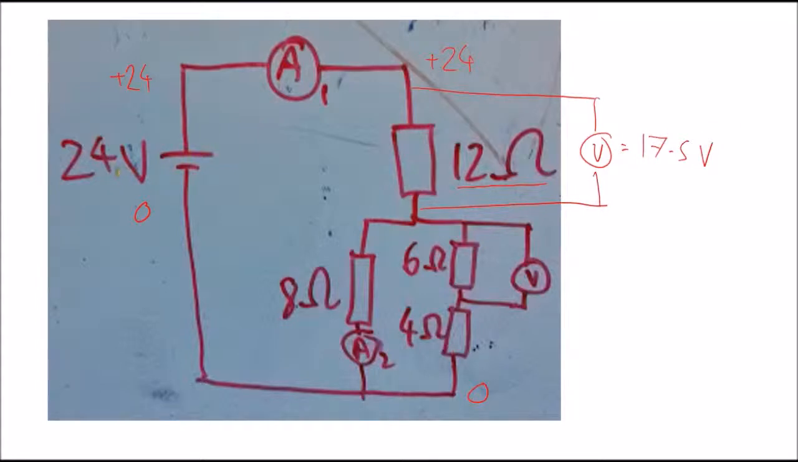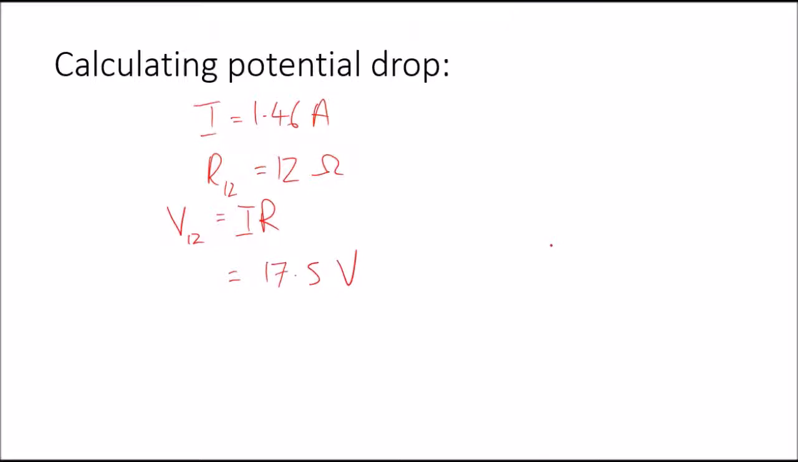Now we know that we've got 24 volts for the whole circuit, which means that we are therefore going to have between here and here the difference between those two numbers. So we're going to have 6.5 volts from there to there. Now there are actually several ways you could work this out. The way I chose to work it out is I worked out the voltage drop across the 12 ohm resistor, and then I subtracted it from the total voltage to get the remaining voltage.